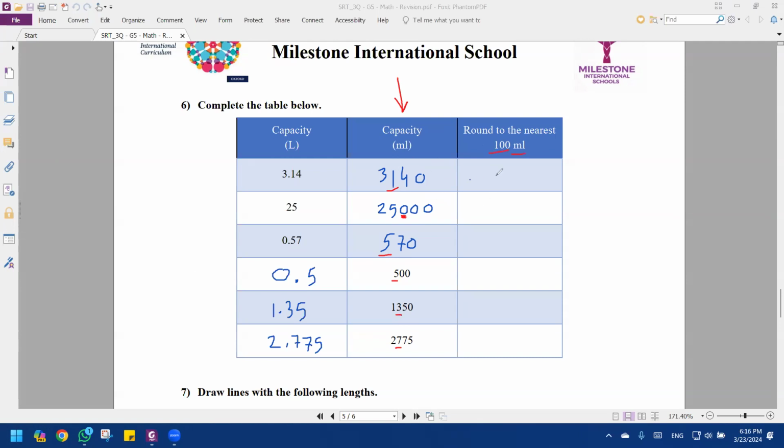We check 4. It's round down. 3,100. Here it's 0. We check behind it is 0. So it will stay 0. So the same thing. We check here behind the 5 is 7. 7 round up. 600. 500 is already the same. 3 we check behind it. Round up. 1,400. And here 2,800. As we check behind the 7.